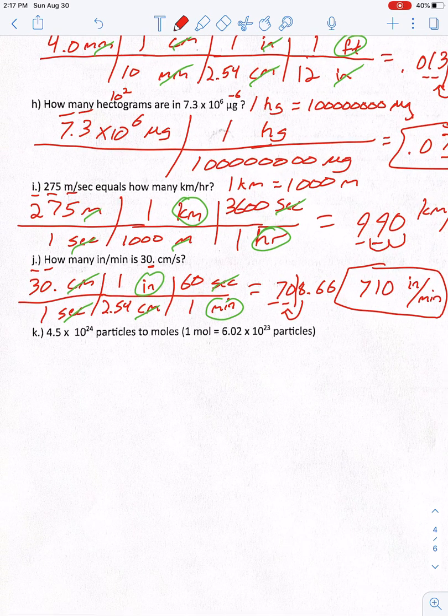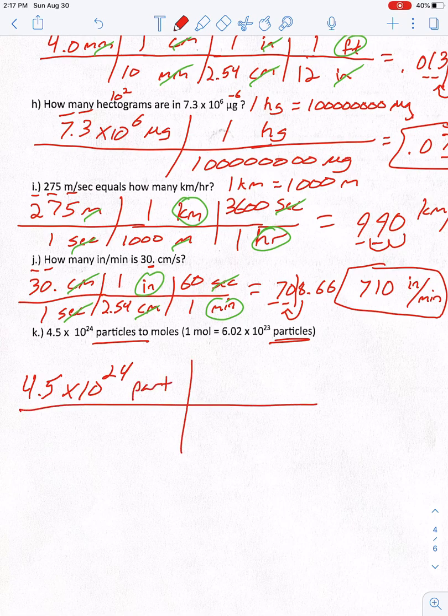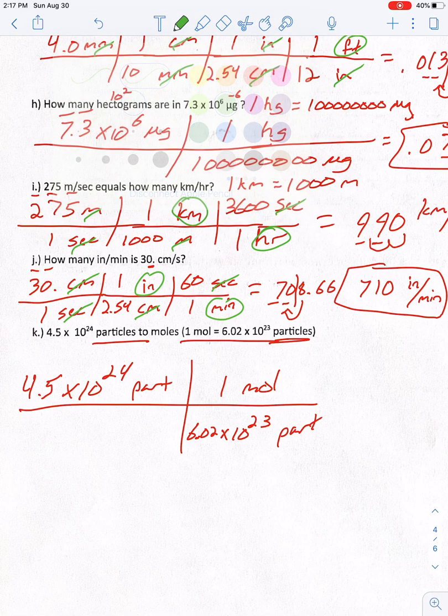Letter K, 4.5 times 10 to the 24th particles. Okay, so we will give you these. You do not need to know it. So start with what you're given. So 4.5 times 10 to the 24th particles. I'm just going to abbreviate it, part. Okay, so I know particles is going to be on bottom next. And if you look up at your conversion factor up here, I know 6.02 times 10 to the 23rd particles equals 1 mole, which is what it's asking for. So units cancel out. I'm in moles, so I'm done with my steps.